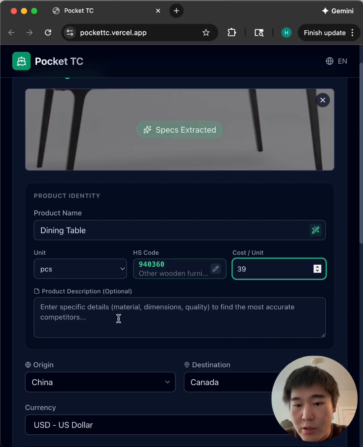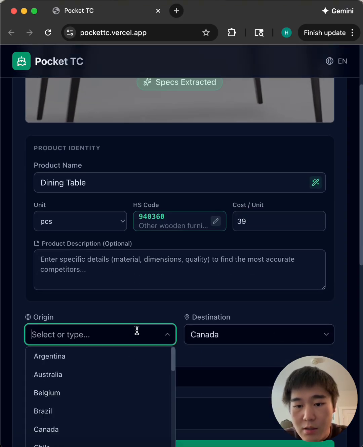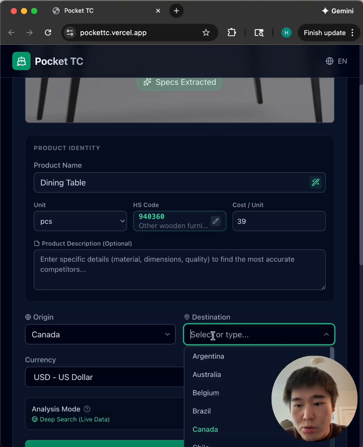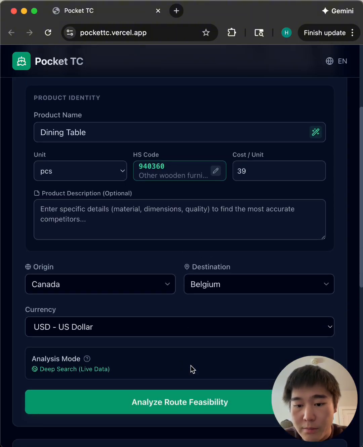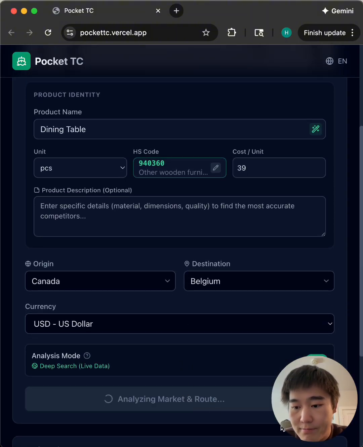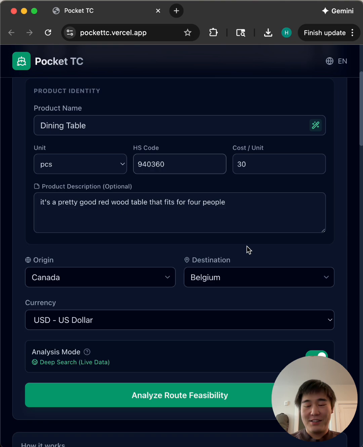And you can also put in your product description here. Say we're going to do this from Canada to Belgium, and we just hit analyze. Here we're back. So it took the AI about a minute to search all the information that we need. All the information is now ready.